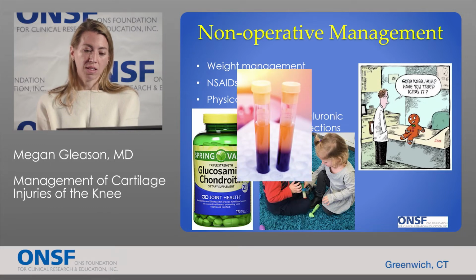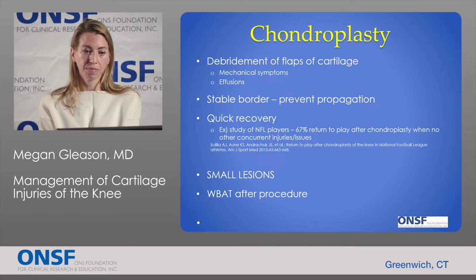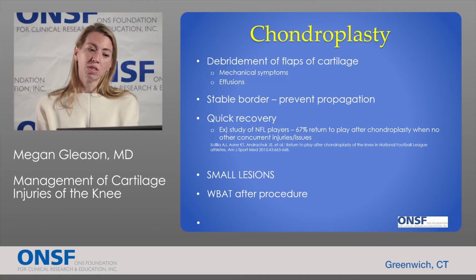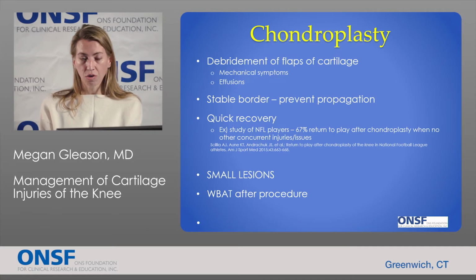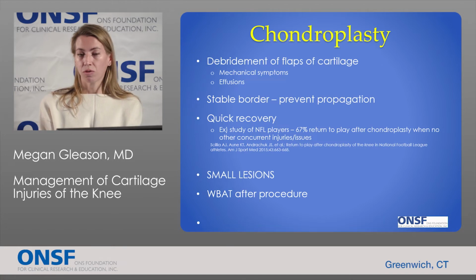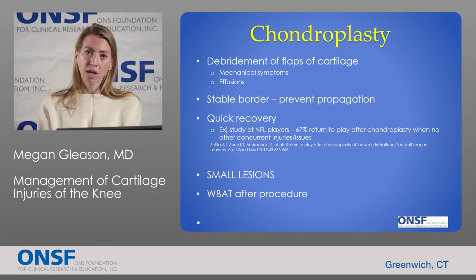And this is an example of some of the PRP type injections that we can use. When we talk about surgical options, the simplest thing that you can do is something called a chondroplasty, which is basically where you go in and you smooth down damaged cartilage. It helps to prevent propagation. People usually recover very quickly, but it's really ideal for small lesions, and we allow patients to really get up and get moving right after.